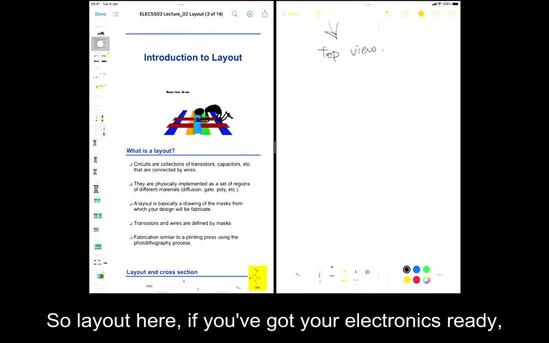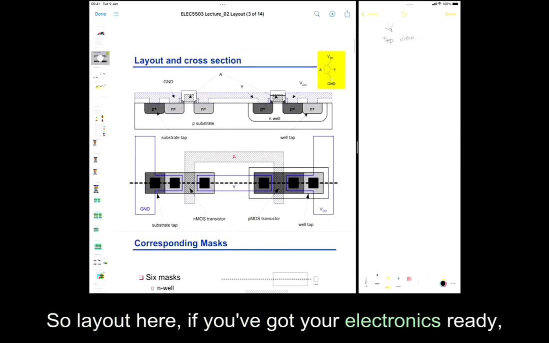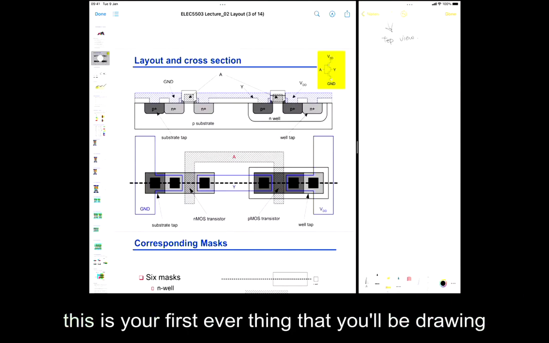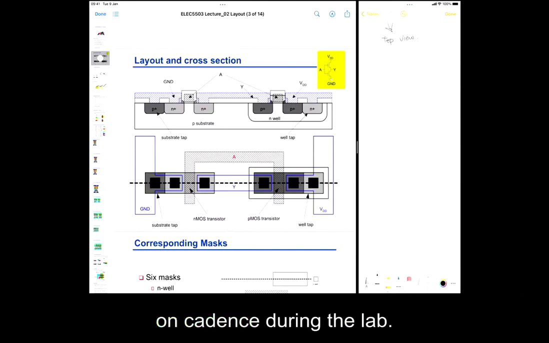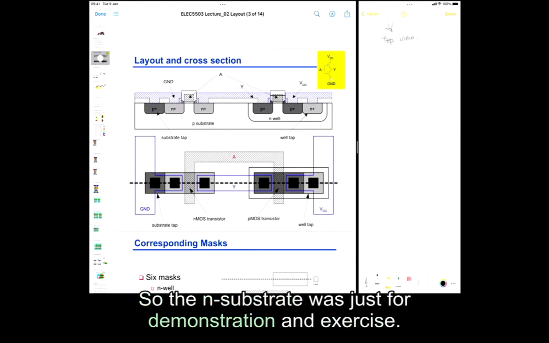So, layout here. If you've got your lecture notes ready, this is your first ever thing that you'll be drawing on Cadence during the lab. So we'll again be using P substrate. The N substrate was just for demonstration and exercise.